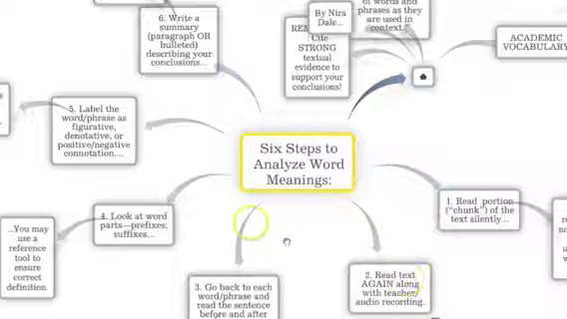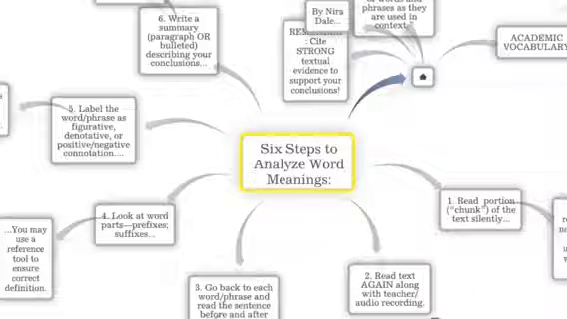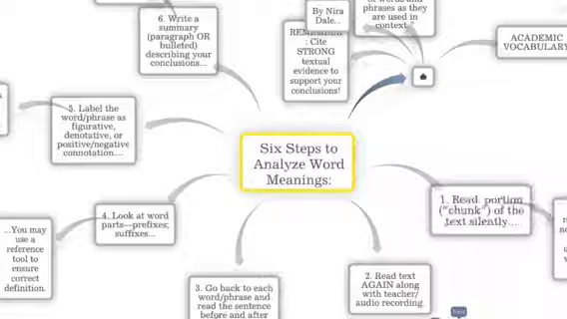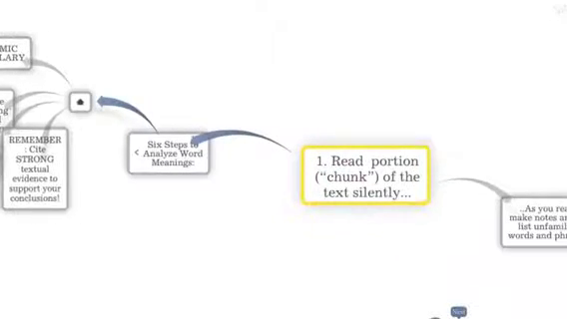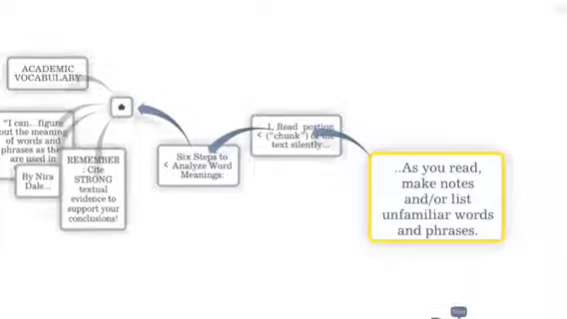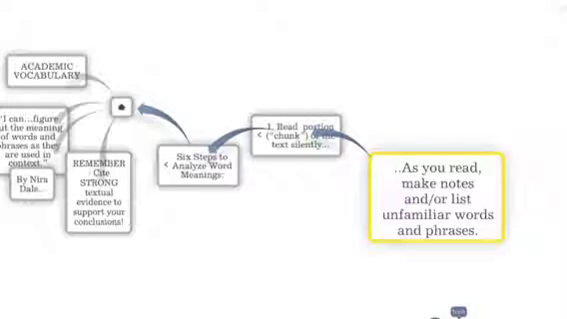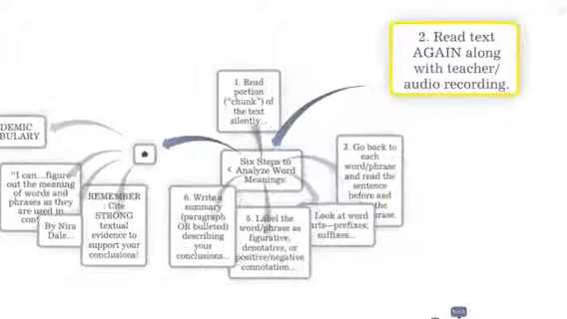So when I want you to think about determining word meanings, I want you to look at six different steps in this process to analyze the words as you read a specific text. The first thing you want to do is read a portion, a small chunk of the text silently to yourself. You don't want to take in the whole plate of food, but you take it in small portions, savor the taste. As you read this small chunk of the text, have a notebook or a journal handy so that you can make notes of all unfamiliar words and phrases. This is an important step in this first process.